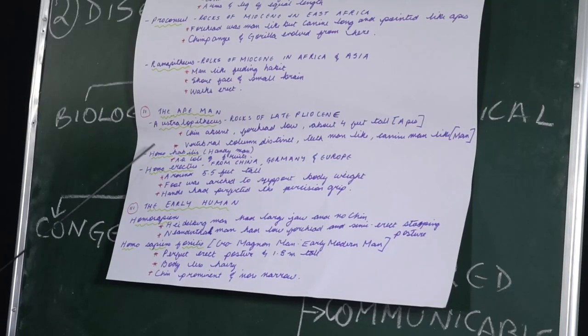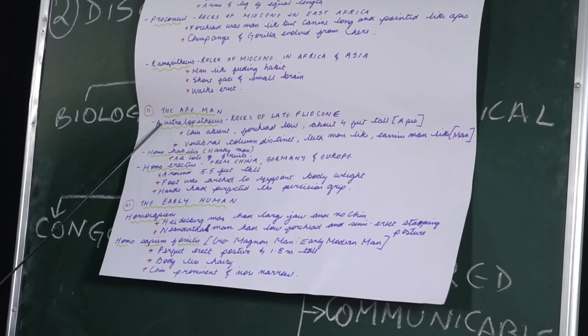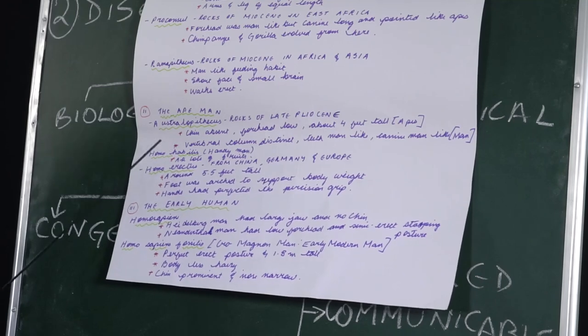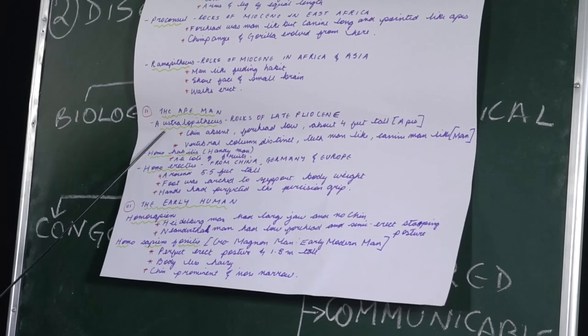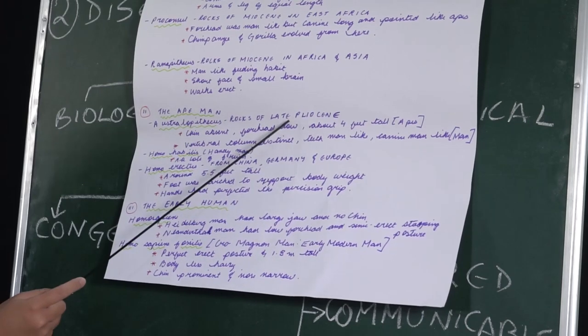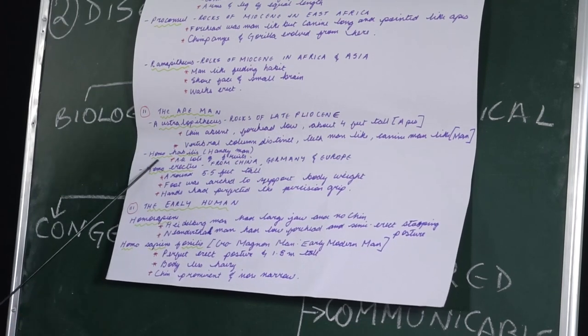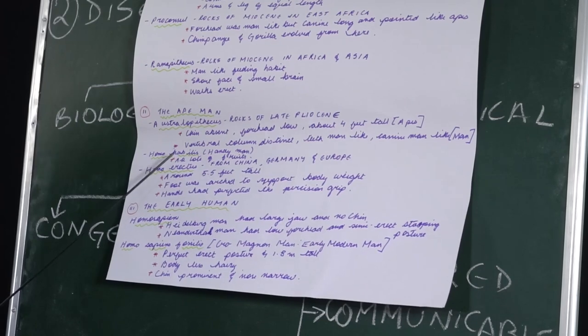So the last one, in case of evolution of man, we missed out a little bit about the ape man and the early human. In case of ape man, I have talked about Australopithecus, which is found in the late Pliocene age, okay? Then next one is Homo habilis, also I've talked about, which is also named as the handyman. Why is it called a handyman? Because they could easily grasp objects, okay?